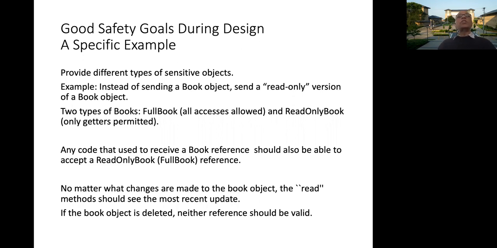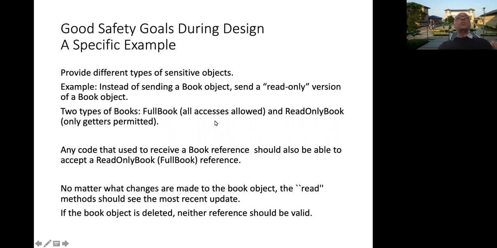A malicious user can get that reference to the book and make changes to the book, maybe delete the book, can do all kinds of things. We don't want that to happen. So how would you prevent such things? Instead of sending a book object, send a read-only version of the book object. What do we mean? Using this read-only version, you can only query the book.